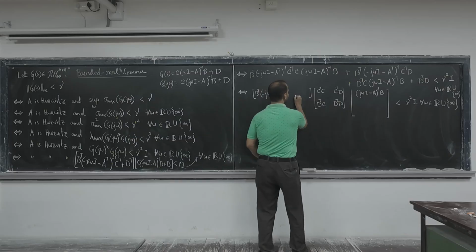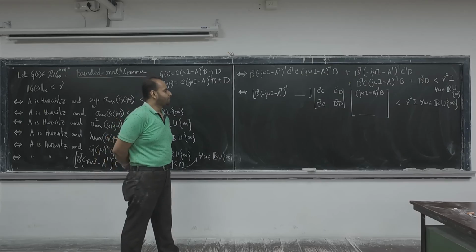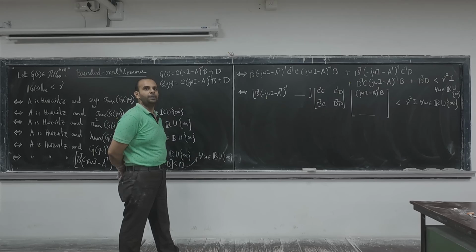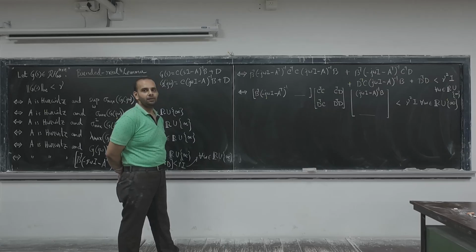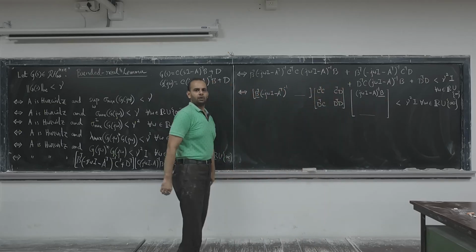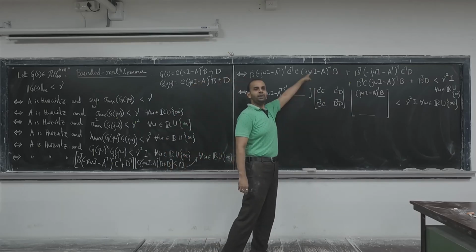Tell me what will be the second term. Should it be I? Same. One should be Z. Why B? Already you have B transpose here, and here you are getting B. 0. So, 0. No. If you have 0, then ultimately how would you be getting 4 terms back?